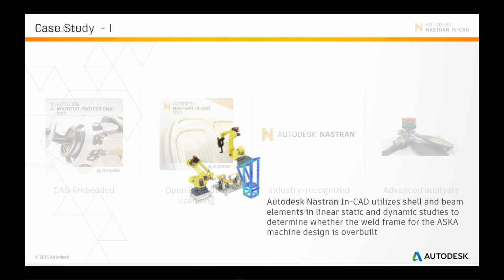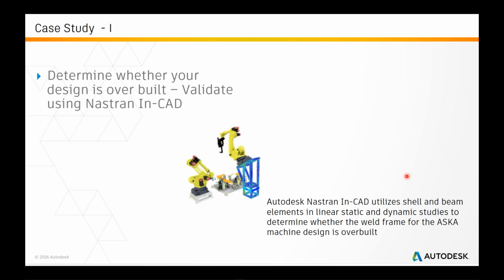The first case study that I'd like to present here is to determine whether your design is overbuilt using Nastran in CAD. Nastran in CAD will utilize shell and beam elements here. Many people ask me, when it comes to the CAD embedded solution, are we sacrificing any type of element types? No, we work on three types of elements. Shell, beam, and solid elements can be created in Nastran in CAD.